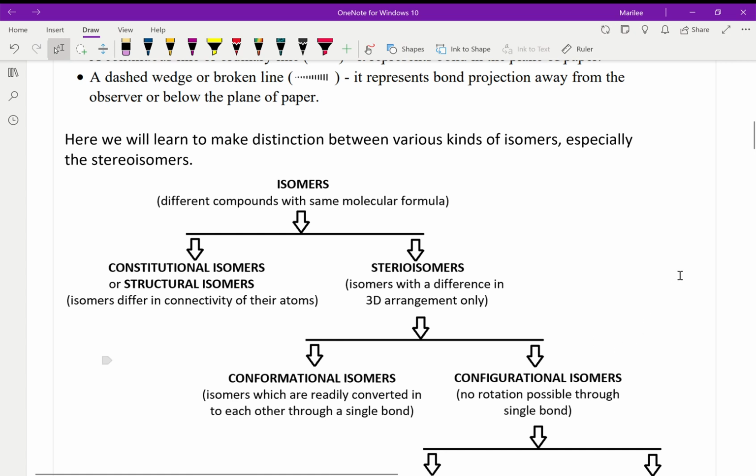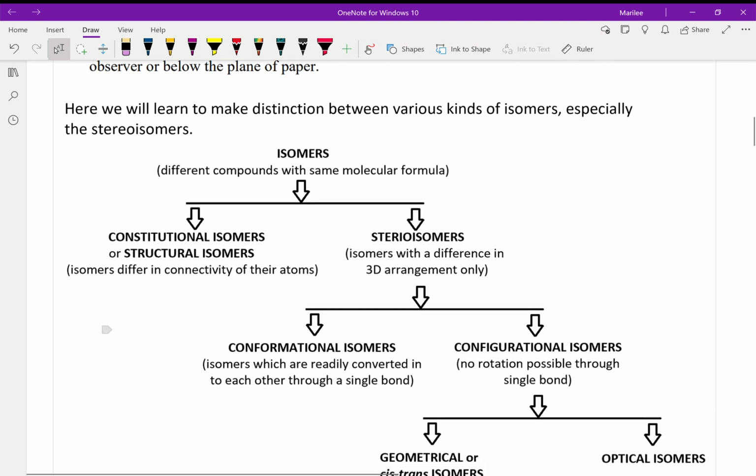So we will learn to make distinction between various kinds of isomers, especially stereoisomers. As I mentioned before, isomers are different compounds with the same molecular formula. That gets broken down into two branches. We have the constitutional isomers or structural isomers, and those are isomers that differ in the connectivity of their atoms. And then we have our stereoisomers, which are isomers with difference in 3D arrangement only.